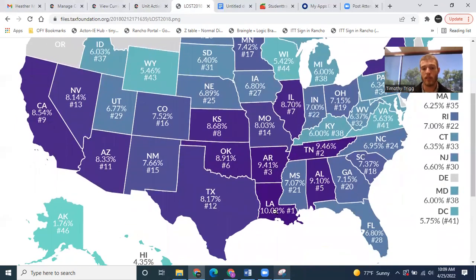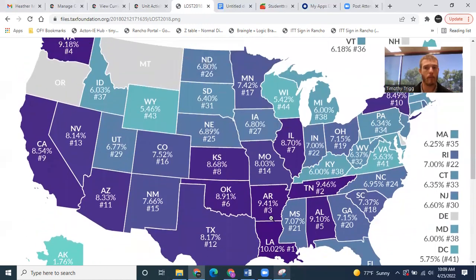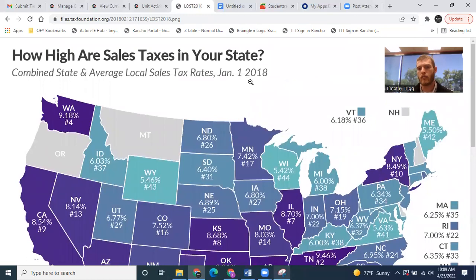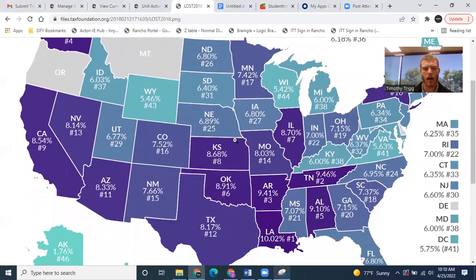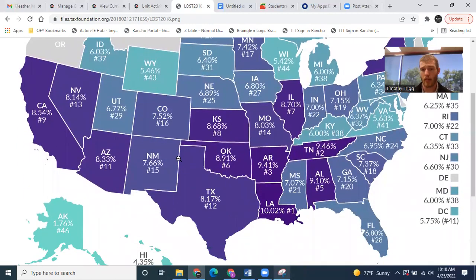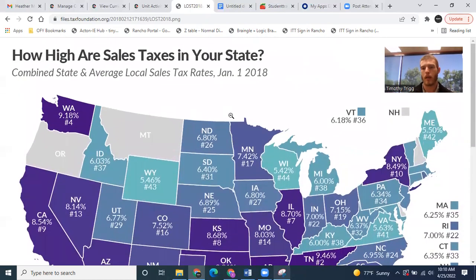Some states are more. Louisiana is the highest with a 10.02% tax rate. This is in 2018, so these numbers are probably a little bit different now in reality. Some states don't pay any sales tax. So that's Oregon, Montana, New Hampshire, and Delaware. They don't pay any sales tax. And I think Alaska now doesn't pay any sales tax either. Again, these numbers have been changed since this was published. But this is basically your sales tax rate.